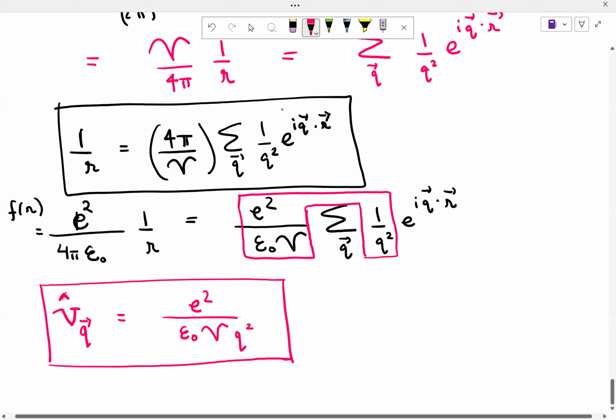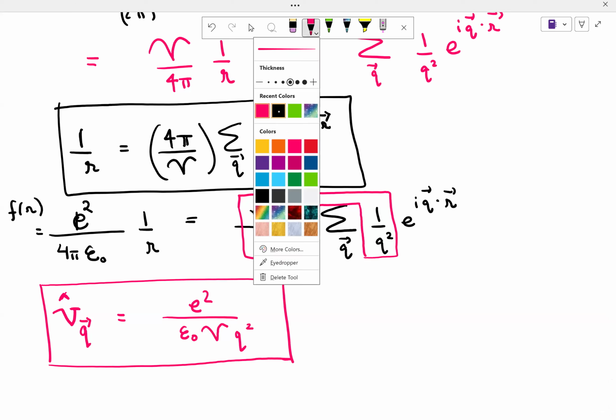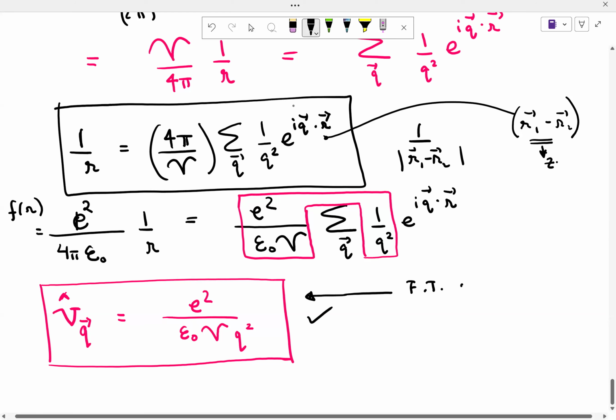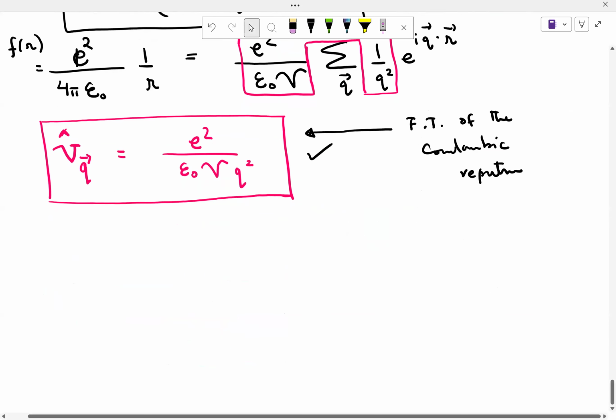So if instead of 1 over R, we had 1 over R1 minus R2, that will simply replace this R with R1 minus R2. And then I can replace this with a Z as I've done before, and exactly the same result will be obtained. So this is the Fourier transform of the Coulombic repulsion. Okay, so now I can write down the overall Hamiltonian.